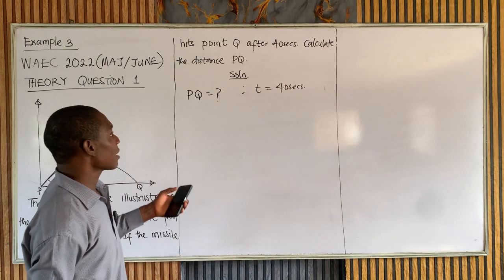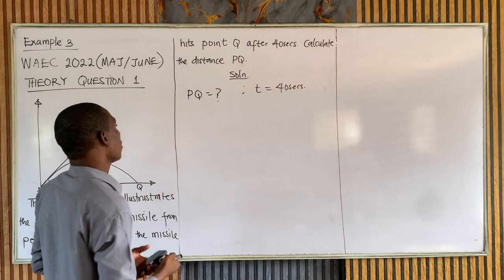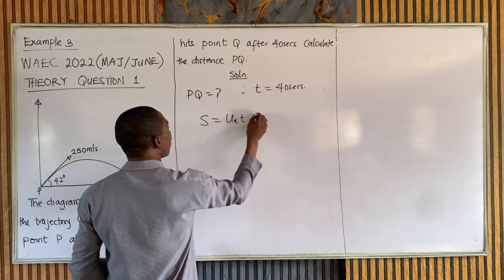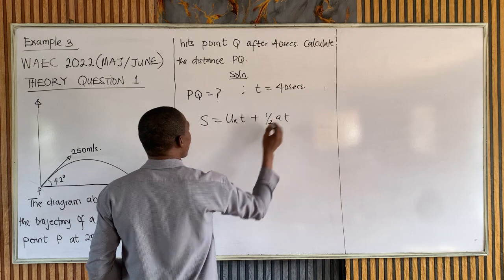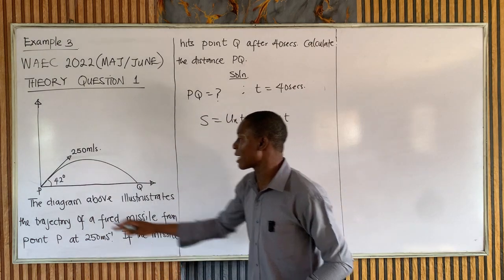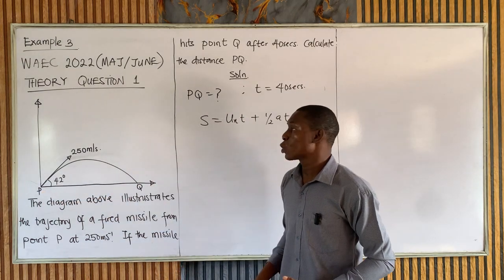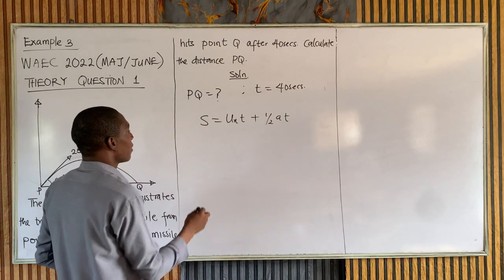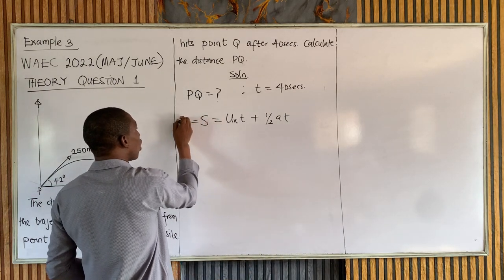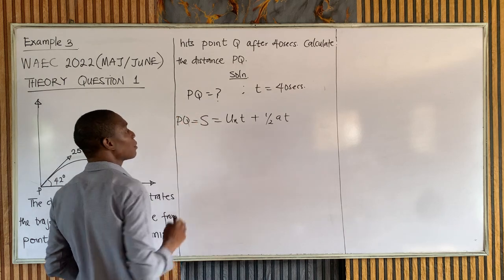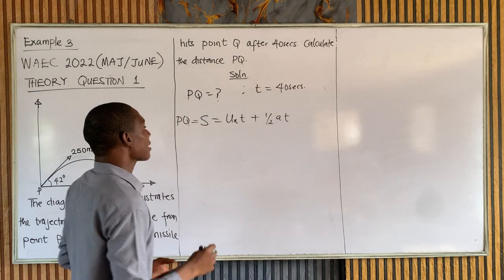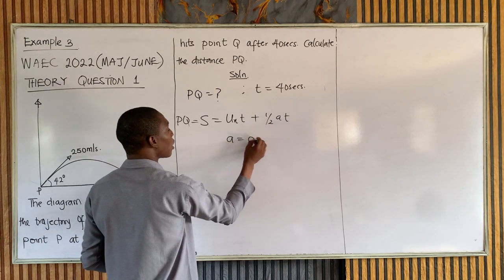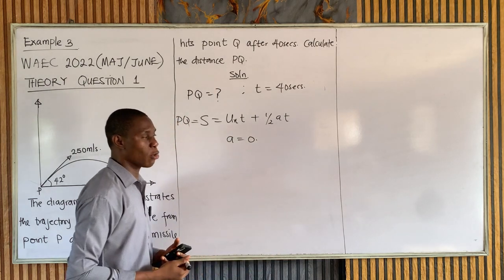Now, to solve this question, we just need to say that x is equal to uxt plus half at squared. x means horizontal distance, and that's it here, from P to Q. Again, we can say this x is what we also call range, which is your PQ. Take note of that. Now, take note that if an object is projected, a is 0. If you've gone through our motion videos, you would have heard that over and over again.